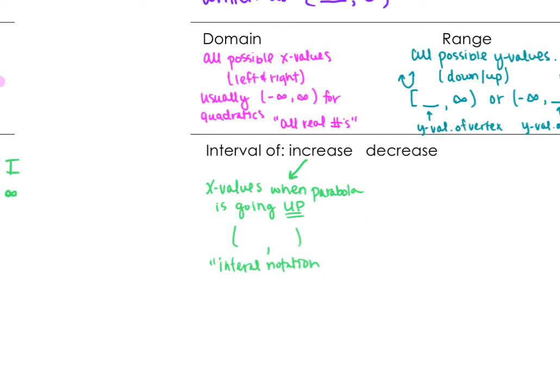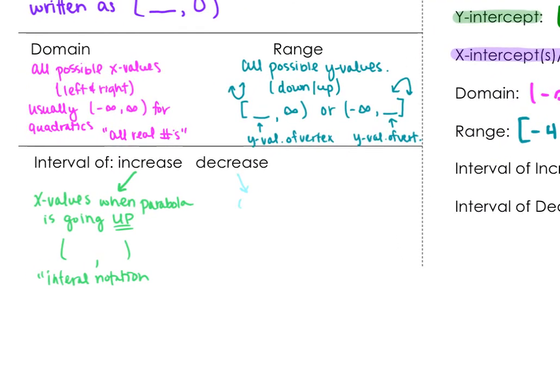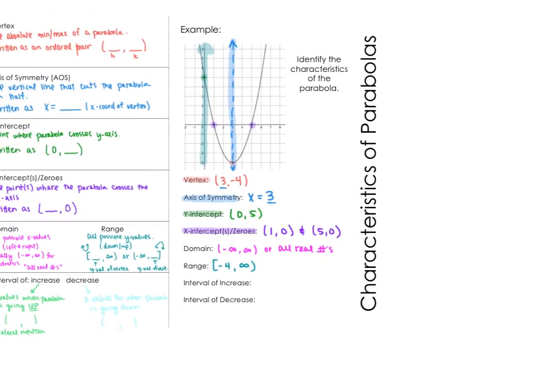And then the interval of decrease is the x values for when the parabola is going down. And we use interval notation for this one as well. Sorry, that's kind of hard to see. All right, so let's look at our example here.